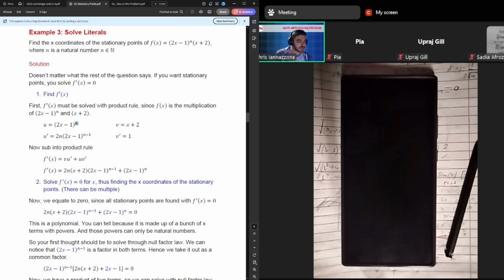So n is going to come out the front and it's going to be reduced by 1. And there's also a bit of a chain rule aspect here. So you're going to have to find the derivative of the inner, which is 2. That's where this 2n came from here. This whole thing as a whole does appear on your formula sheet.